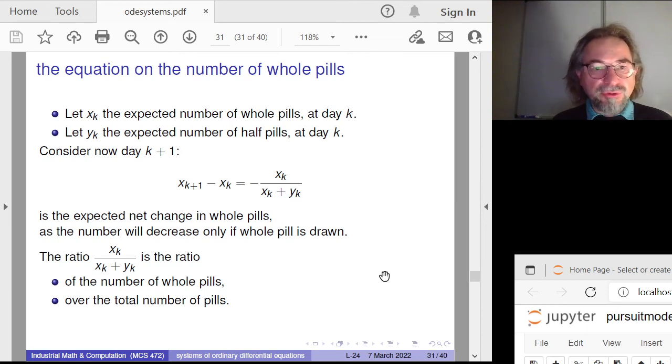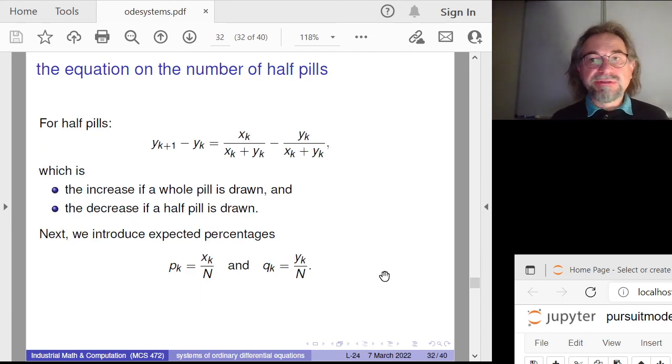So let me try to derive. What is the difference now in the number of whole pills? That's actually the negative of the ratio of the whole pills over the total number of pills. So you can kind of see this ratio also as a probability. So what is the probability that you pick a whole pill? And that will be the difference in the number of whole pills.